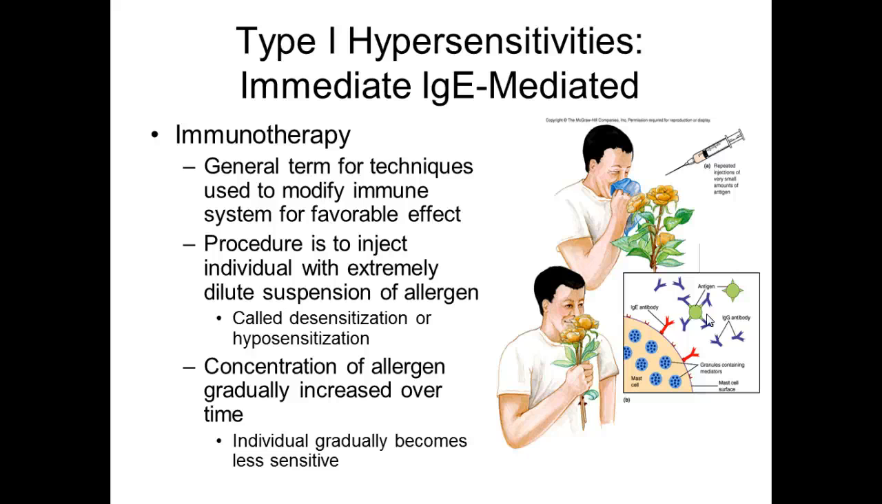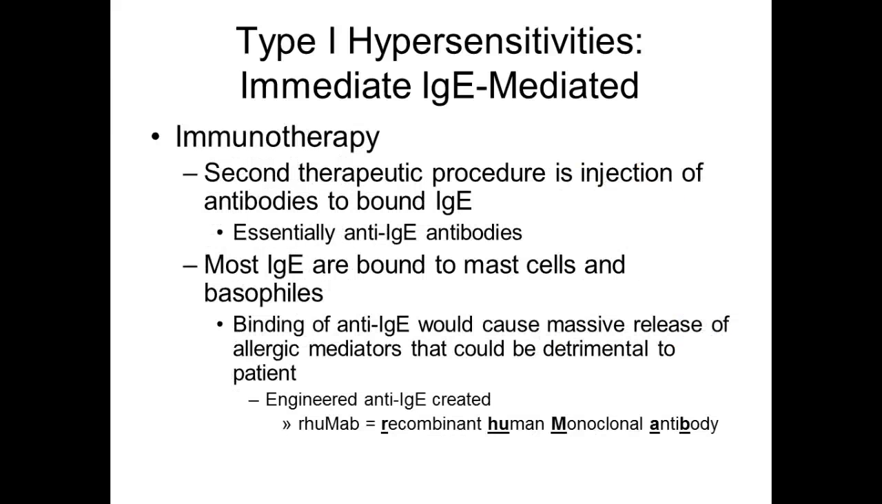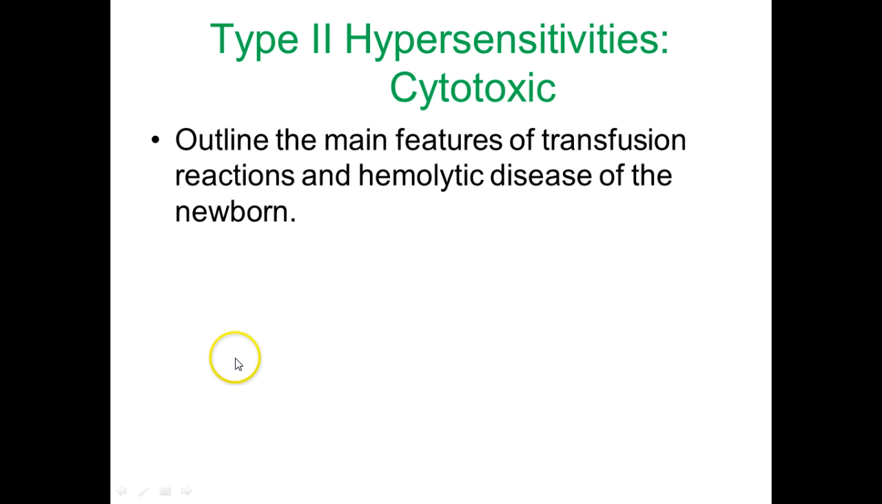Make sense? All right, the next one is more complicated. Like I said, we're gonna skip it. It's relatively rare immunotherapy. So that's it for IgE immediate, right? IgE mediated. This happens fast, right? Because those antibodies are already on the surface of the cells that are gonna cause that reaction.